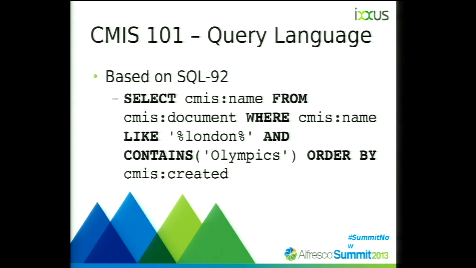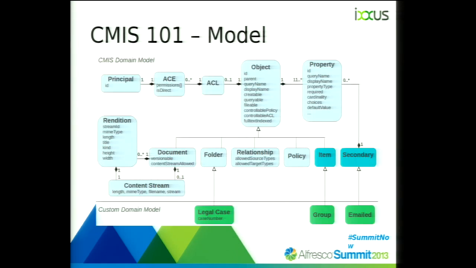We got the query language, so you can use SQL 92, good for end users, who don't have to learn something new. We got a model, which is out of the box, so we got different types, document, folder, relationship, etc., and new types. We can build our custom model on top of this.